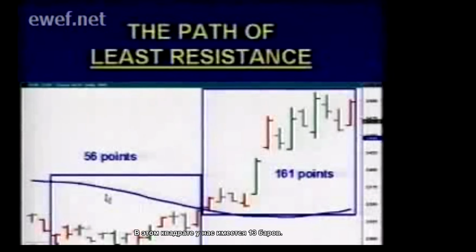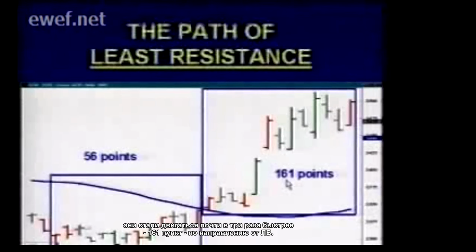Here we have 13 bars on this rectangle, and notice that they're coming toward the balance line. The movement from this bottommost point to the balance line was 56 points, and it took 13 bars. Now when that price crossed over the balance line, and remember that's the top of the hill, they're going uphill here and they're going downhill here. 13 bars after it moved away, it moved almost three times as much. It moved 161 points away from the balance line.